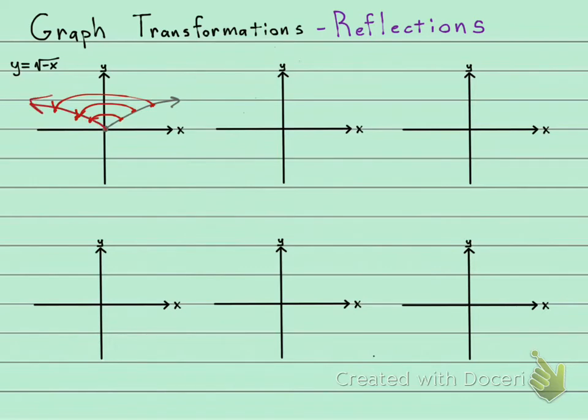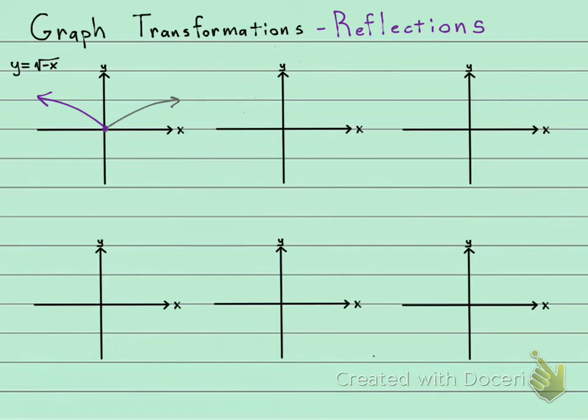So this is the reflection. This one is reflecting around the y-axis. Even though that negative's in there with the x, when you take the opposite of x, you're reflecting around the y-axis. So my final graph is going to look like this. Now I don't need my original graph anymore, but I'm going to leave it so you can see what I started with.